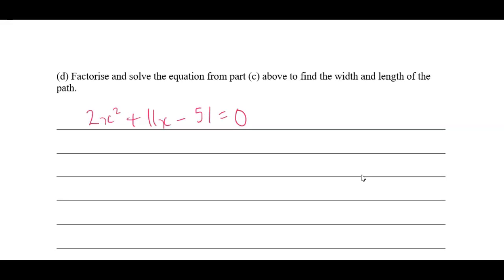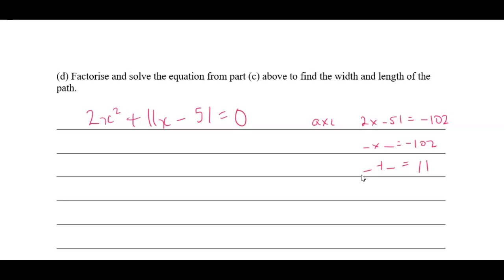Okay, so when solving a non-monic, we identify A, B, and C. So remember, A is your coefficient of x squared, B is your coefficient of x, and C is your constant. So we're going to do A times C. So we're going to have 2 times negative 51, and that gives you negative 102. Now we need to find two numbers that multiply to give negative 102, and when added give us the coefficient of x, which is 11.